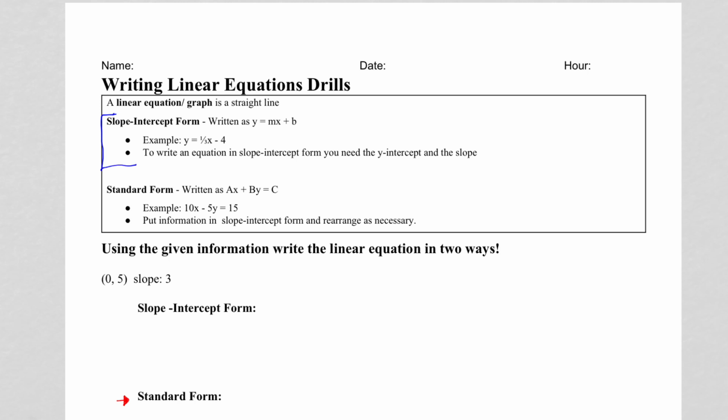So, if I'm given a point, and I know that this one is 0, that means that is my y-intercept, because remember, y-intercept is always 0, b. And my slope is 3, so that's my m. So, if we have y equals mx plus b, and the 5 is my b, I will write y equals 3x plus 5.